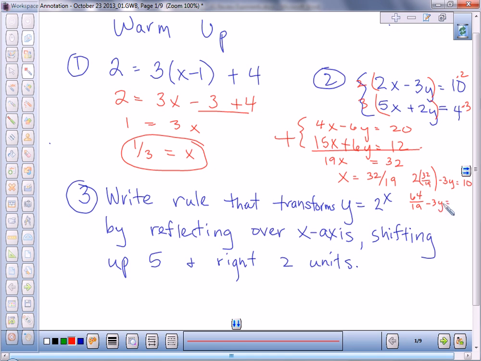And since I'm about to move this 64, I can go ahead and write this with a denominator of 19. Because if I multiply 19 times 10, isn't that just 190? So then I move the 64 19ths over. Well, when I do that, it's like subtracting 64, right? So we get that.